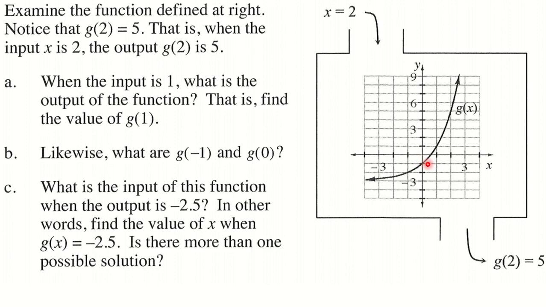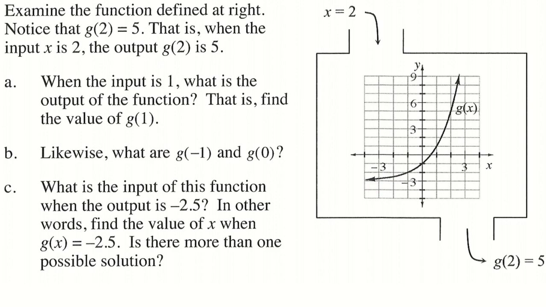So 0, 1. Let's see, this says, what is the input of this function when the output is negative 2.5? Well, to me, the outputs are the y's, and I can see right here, here's negative 1 to negative 2.5, and I can see this function's hitting right there. You see that, right? Right where the dot is.